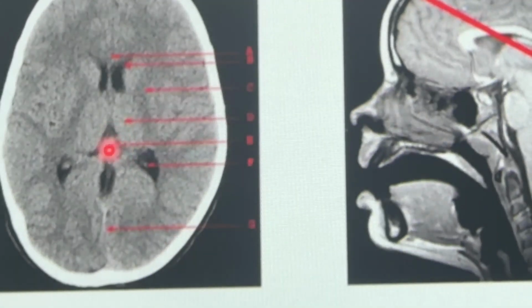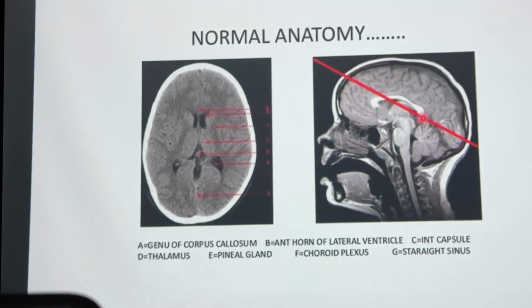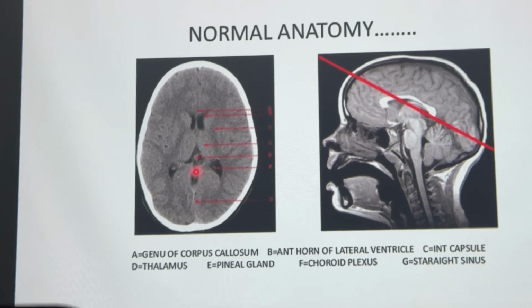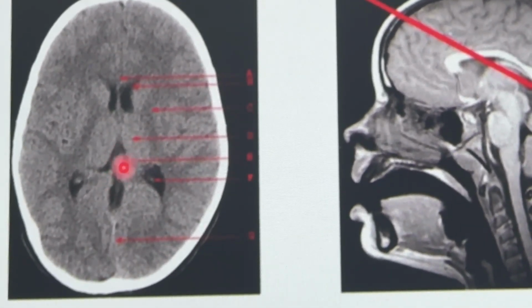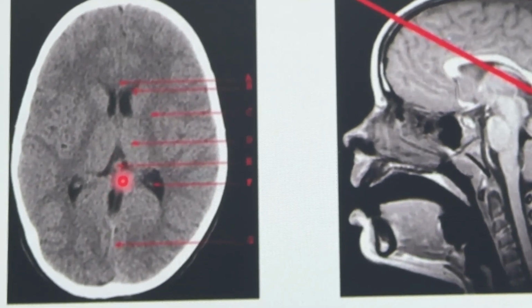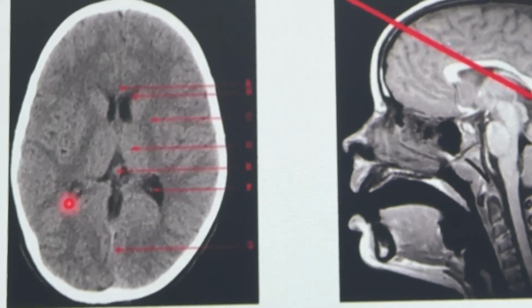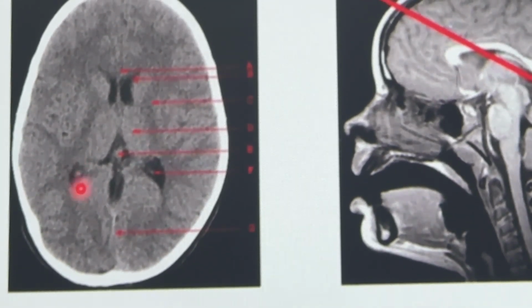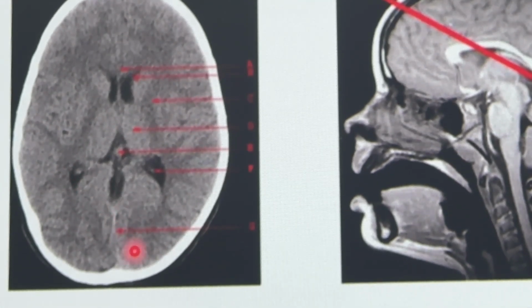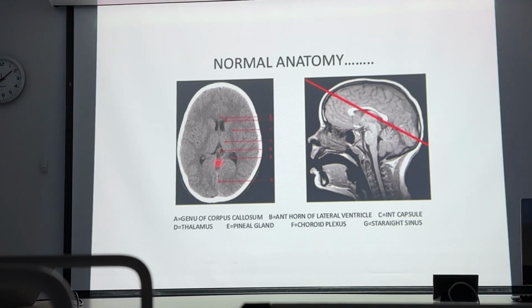It starts to appear here, the pineal body, pineal gland, posterior to the third ventricle, superior to the tectum, and highest part of the cerebellum. This is the occipital horn starting to appear of the lateral ventricle with the choroid plexus. And this is the straight sinus passing in the tentorium.